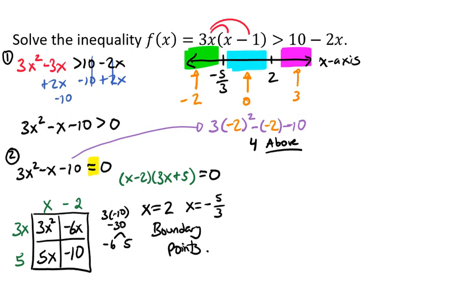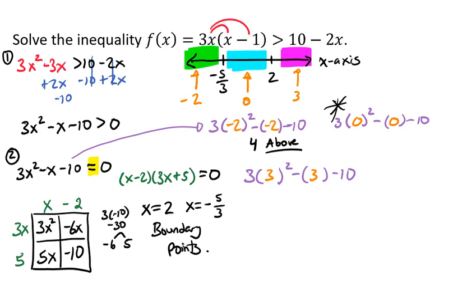So let's plug it into the other numbers. All right, so we're going to plug in the number 0 next, which is what we're doing right here. And when we plug in the number 0, that's going to give us a value of negative 10, which is going to be below the x-axis. And then when we plug in the number 3 to our equation, which is what we're doing right here, that's going to give us a value of positive 14, which is above our x-axis.